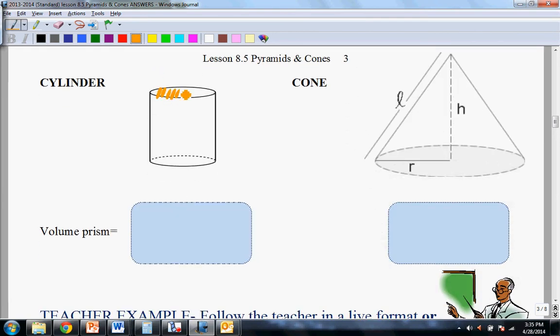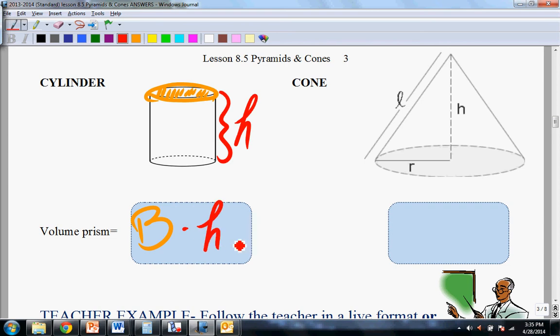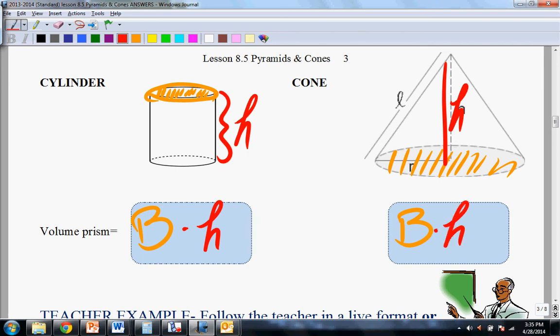In a cylinder, again, it's area of the base times height for volume. A cone is going to be area of the base again, times the height over 3. So it's the same equation as before. Why? Because we lose volume since we're coming to a vertex.